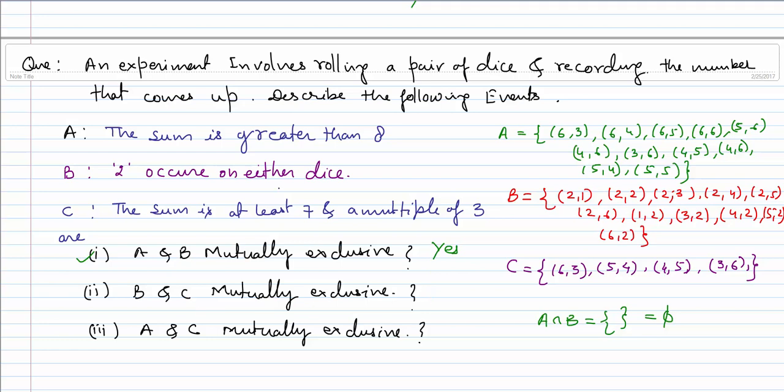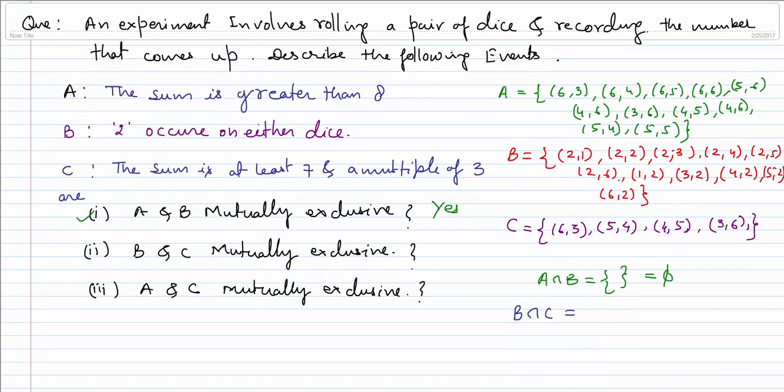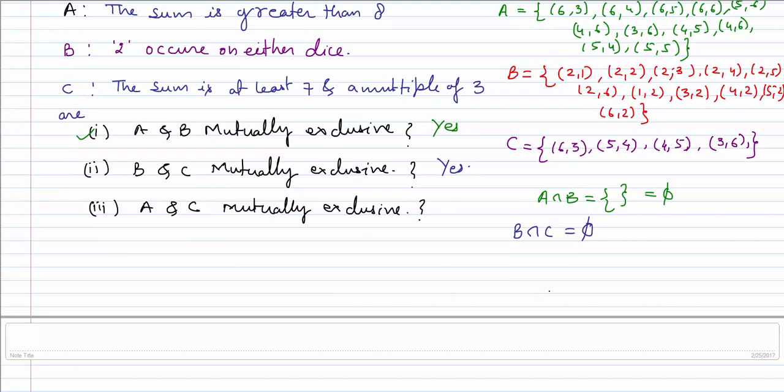Now what about B and C? B intersection C. Think of 6 comma 3. Is there any common element you can see? Are you getting any common element? No. So B intersection C is still a null set. So what is the answer of this? Are B and C mutually exclusive or not? Yes.